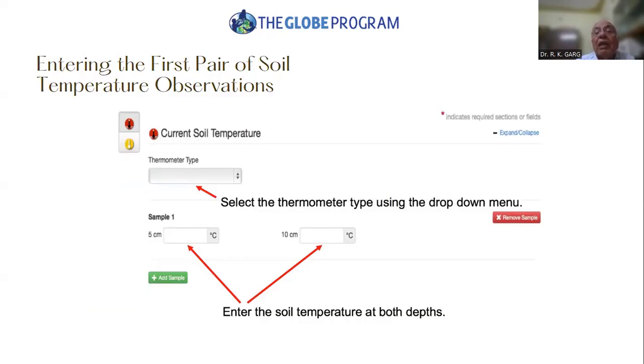Now, we are measuring the current soil temperature. So we have to enter the current soil temperature. Then sample 1 at 5 centimeter depth, sample 1 at 10 centimeter depth. Similarly, sample 2, sample 3, sample 4, sample 5 can be taken. And for each sample and each depth, you have to take the measurements and enter them in the GLOBE data entry. Next, please.